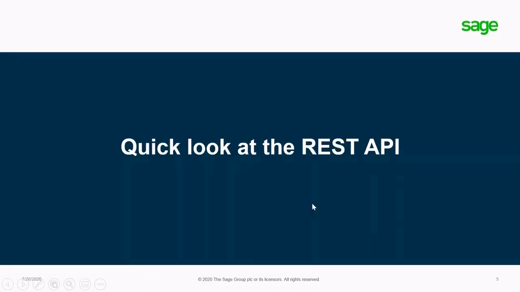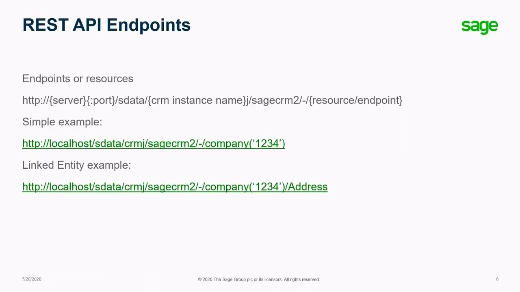So let's have a quick look at those REST API references. When we speak about the endpoints or resources that we use, and previously I spoke about a template URL, this would be your template URL. We would normally have HTTP or HTTPS, then your server and your port, then SData, which is fixed, then your instance name for CRM or your database name for CRM, and then Sage CRM 2, which is also fixed. That is our schema, if you can call it that. Then it's slash, dash, slash, and then your resource or your endpoint name.